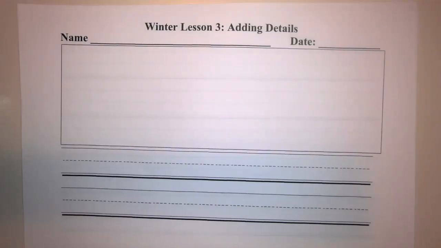Hello, kindergarten. We are doing a brand new writing lesson for this week, and we are going to focus on adding details to our story. And we want to make sure that when we're adding details, we're making our stories really juicy, really interesting. We don't want to write boring stories. We want to write interesting stories. We don't want to have boring pictures. We want to have interesting pictures with lots of details and lots of labels.